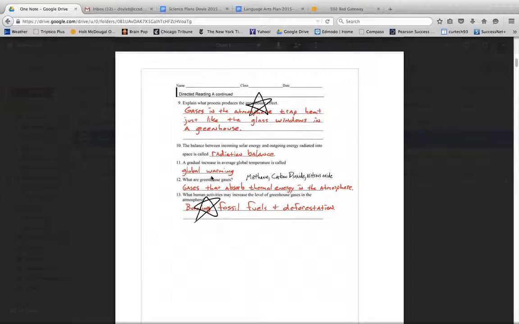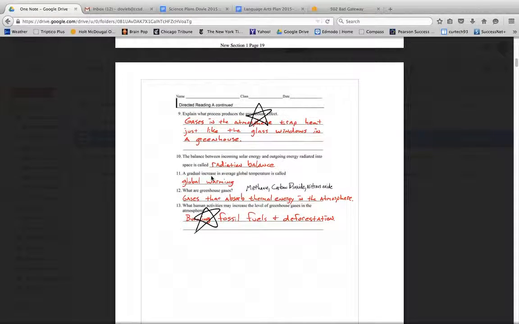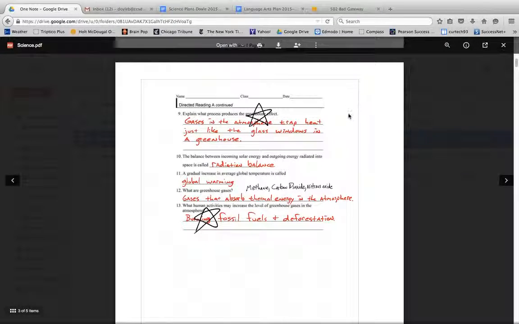Okay, make sure that you have corrected all 13 problems. Write down any notes that are important. You can add those to the class wiki too.